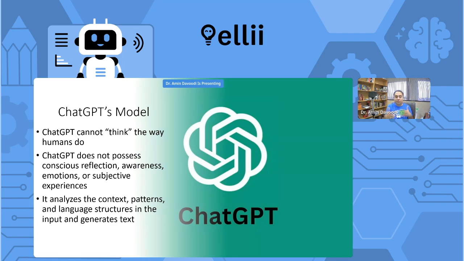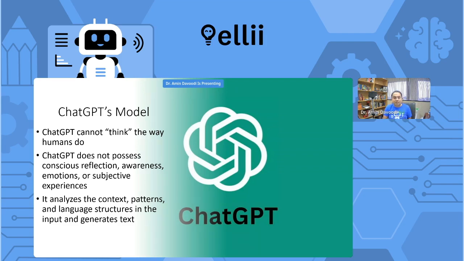We know the person that we're talking to, there's a background to that, so that affects the way we talk, the way we think, the way we do, even the environmental aspects. So everything affects the way we think. However, when it comes to artificial intelligence, that's not the case, because ChatGPT doesn't possess conscious reflection. It doesn't possess awareness, emotion, or subjective experiences.